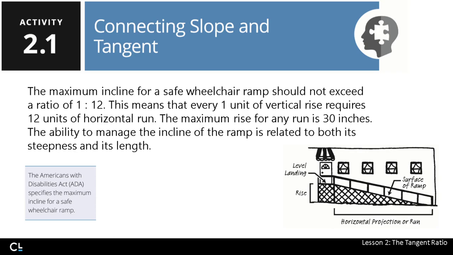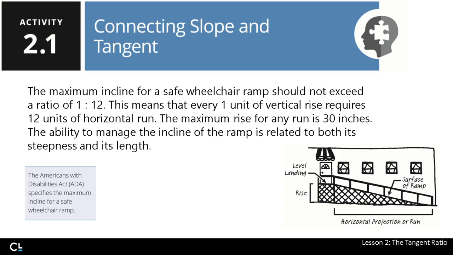So let's start out with our first thought process here. It says connect slope and tangent. The maximum incline for a safe wheelchair ramp should not exceed the ratio 1 to 12. This means for every 1 unit vertical rise requires 12 units horizontal run. And now already we see that rise and run. That should make us think of slope, right? Rise and run makes us think of slope. Slope's a fraction. Things are coming together here, people.